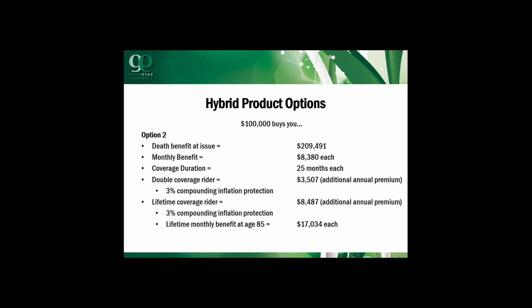You're able to add inflation protection on the riders, whereas in option 1, the inflation protection is from issue. On option 2, your base policy does not have inflation protection, whereas you can add it on with a rider. So there's a double coverage rider to double your benefit period from 25 to 50 months, which costs an additional $3,500 of premium a year, and then there's a lifetime coverage rider that would cost an additional $8,400 a year. With the lifetime monthly benefit, by age 85 and the compounding inflation protection, the benefit pool is going to be $17,000 each.